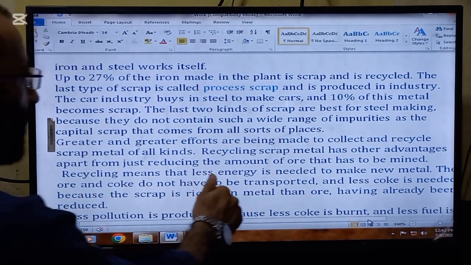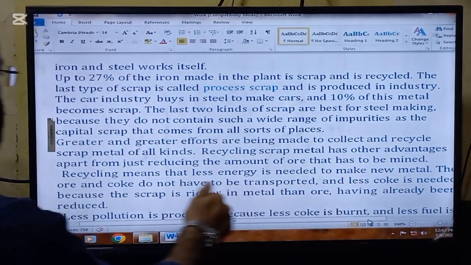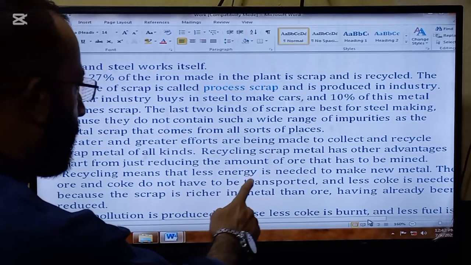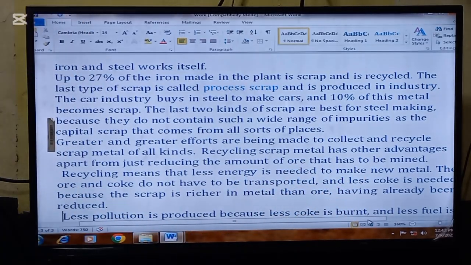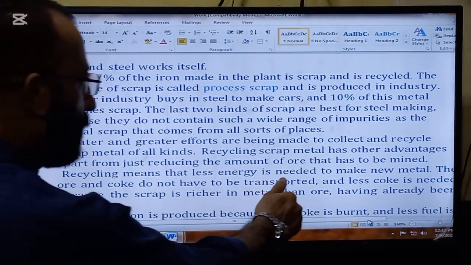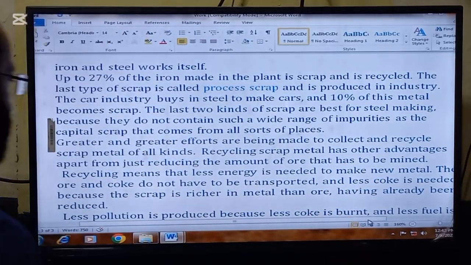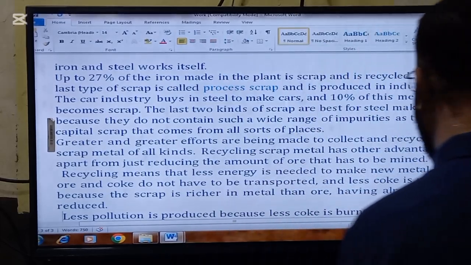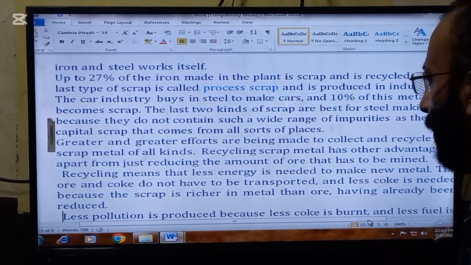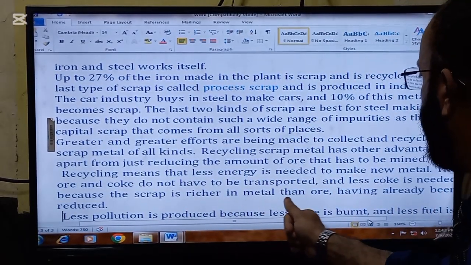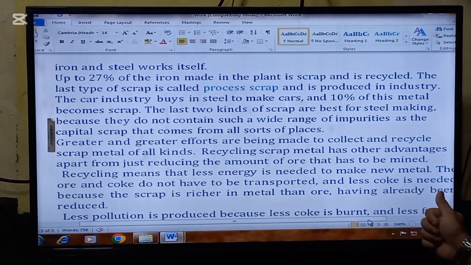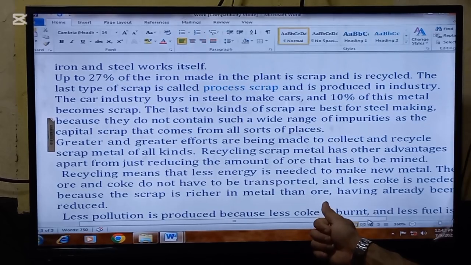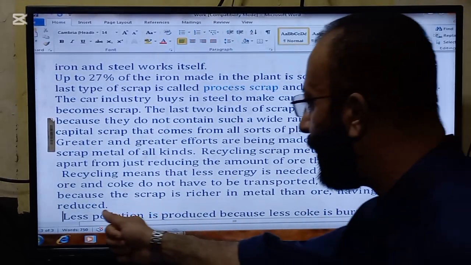Greater and greater efforts are being made to collect and recycle scrap metals of all kinds. Recycling scrap metal has other advantages apart from just reducing the amount of ore that has to be mined. Recycling means that less energy is needed to make new metals. The ore and the coke do not have to be transported, and less coke is needed because the scrap is richer in metal than ore, having already been reduced.